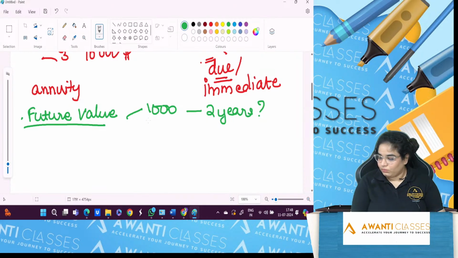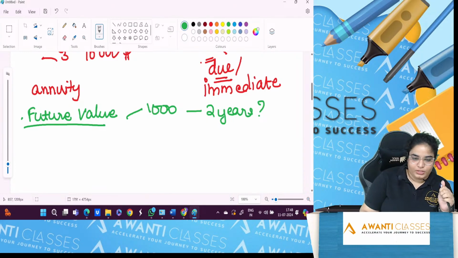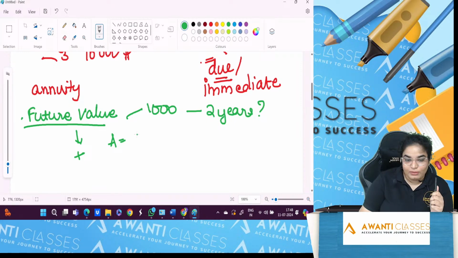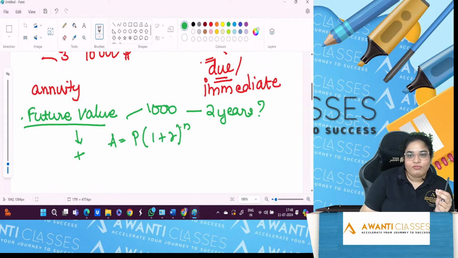Okay, now think about it. Isn't that what interest also is? Yes or no? That is why we have added interest, correct? So the formula can actually remain the same. Same formula, slightly different terminology.